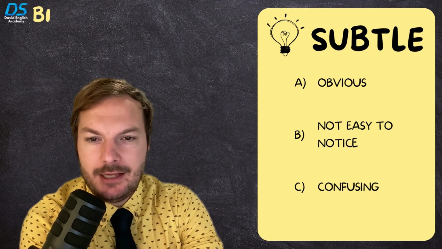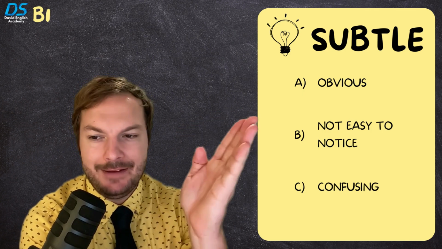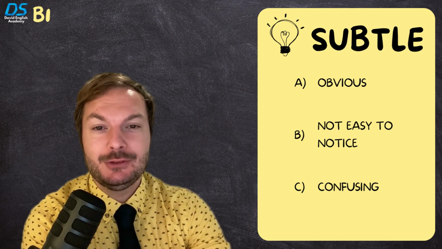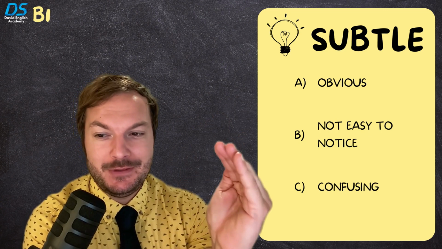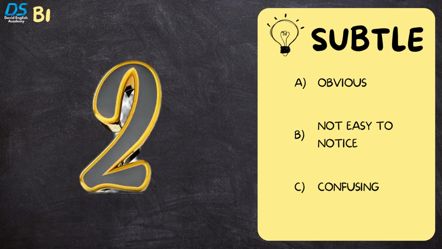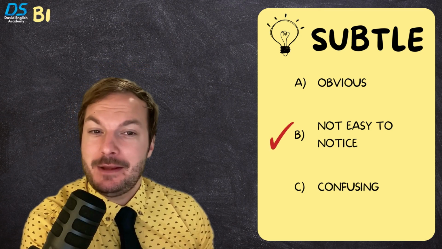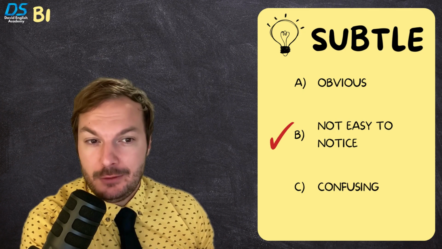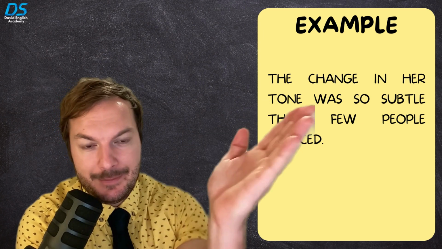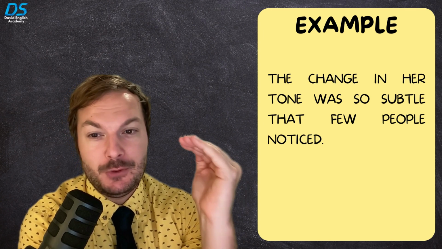Subtle. Does this word mean obvious, not easy to notice, or confusing? The answer is B. Subtle means not easy to notice or delicate. Example, the change in her tone was so subtle that few people noticed.